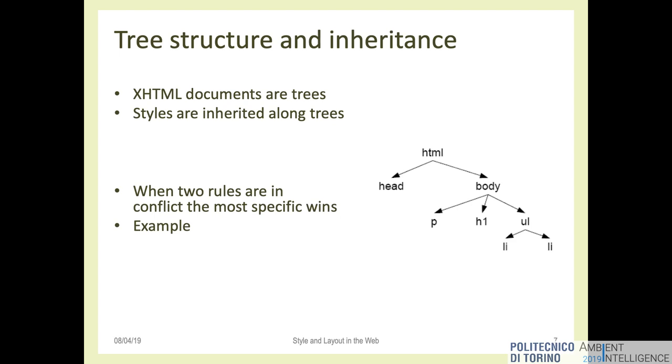And in CSS, the rules that we have seen are inherited along the tree. You may apply a rule here that applies to HTML, and this rule automatically applies to everything under HTML, so basically to everything. If you say that anything in HTML has color red, all the text in your page will become red. If you say instead that this H1 here is red, only this H1 will become red, if you apply a separate rule.